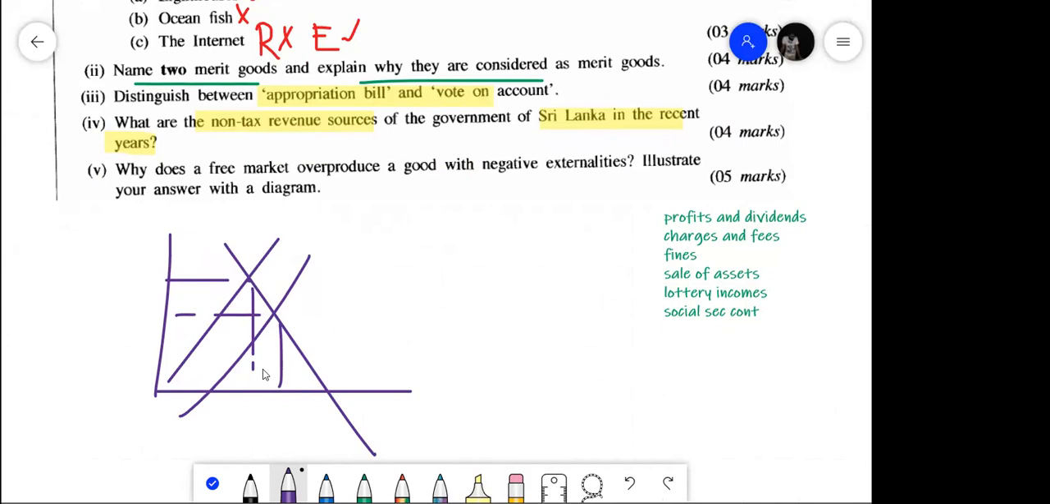Usually you get 2 marks for a diagram and 3 marks for an explanation. If you look at it, in almost 3 years the exact negative externality in production was asked. The others were not asked much. Yeah, the 2020 paper is comparatively easy, guys. This vote on account thing is also not that hard. It's also an easy thing.